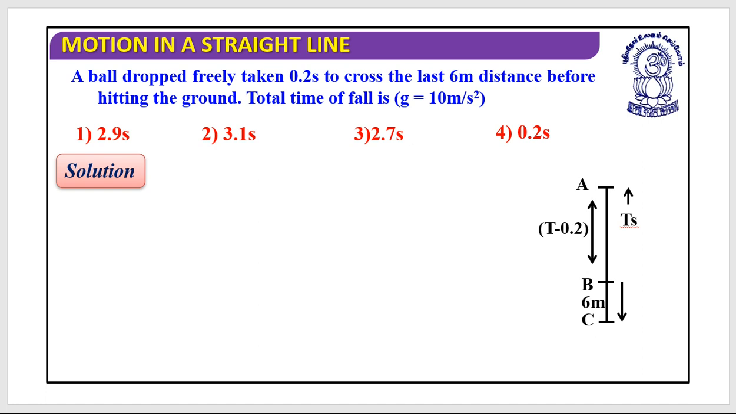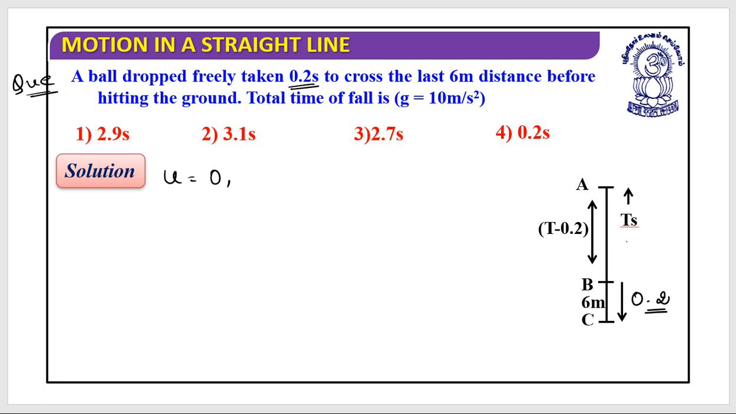Look at the question. What they ask is, a ball dropped freely takes 0.2 seconds to cross the last 6 meter distance before hitting the ground. Then the total time of fall is, okay, so they have provided with that u equals 0.